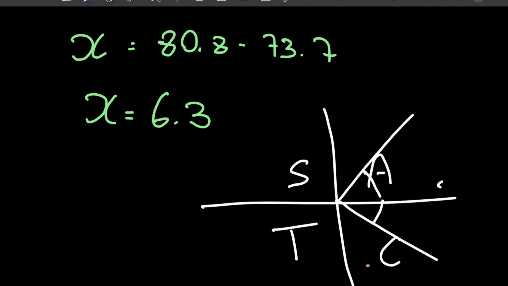360 minus 6.3 gives you 353.7. So S is equal to 6.3 or 353.7. And that's how we would solve the equation.